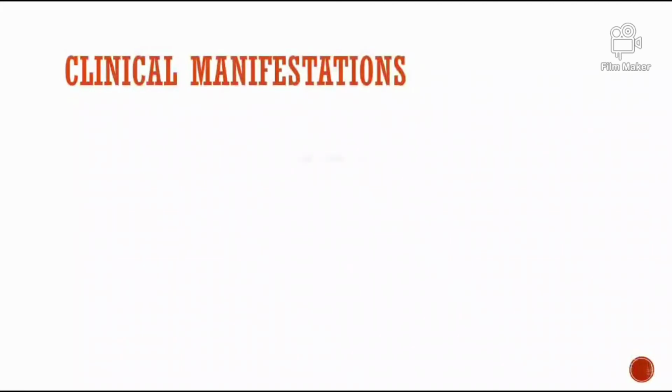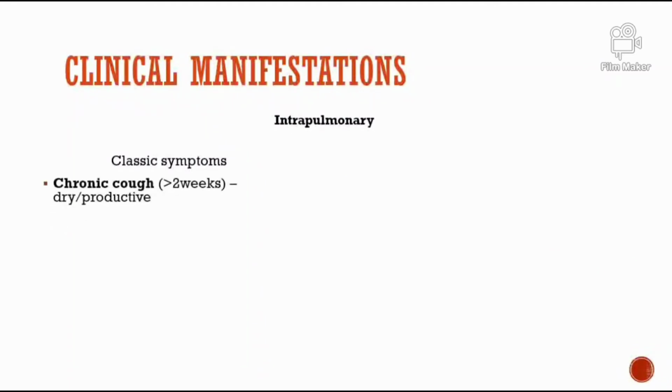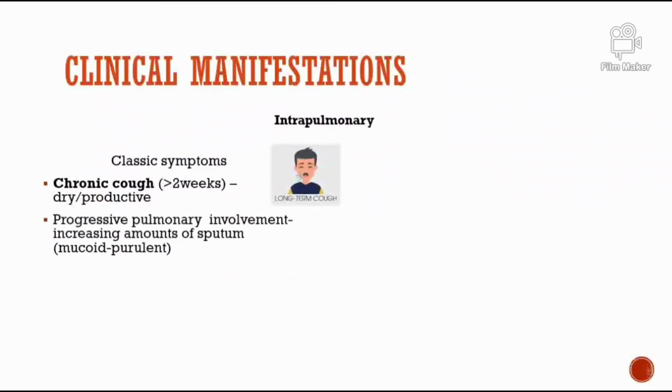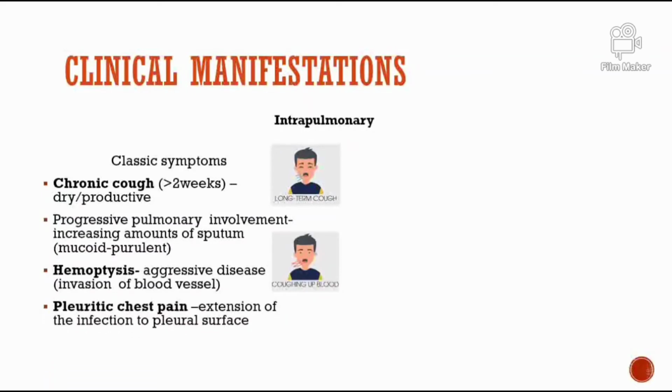The clinical manifestations in pulmonary TB have two types of symptoms. The classic symptoms are chronic cough, dry or productive, with progressive pulmonary involvement, increasing amounts of sputum, mucoid to purulent, and hemoptysis, which signals aggressive disease, that is invasion of the blood vessel, and pleuritic chest pain, which is an extension of the infection to the pleural surface.